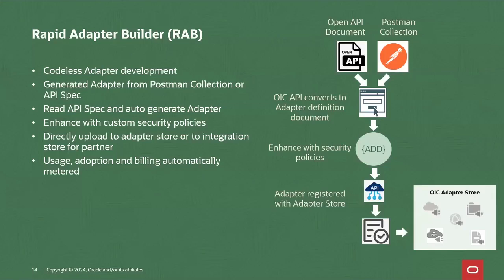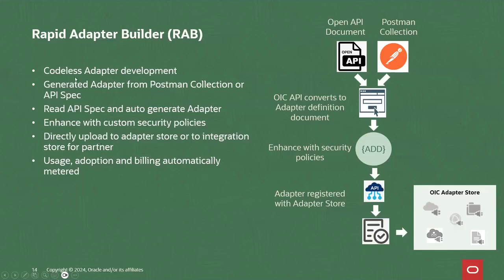So you could see here on the screen, you just need to have a Postman collection, and whatever library of operations you want to perform, you can just go ahead and include as part of the Postman collection. And we have an OIC API which will go ahead and convert it to the adapter definition document, and then we can go ahead and enhance it with the security policies, and we can go ahead and register that adapter with the adapter store.